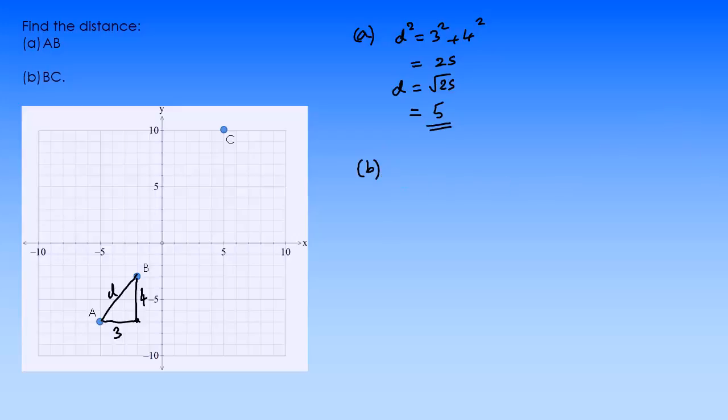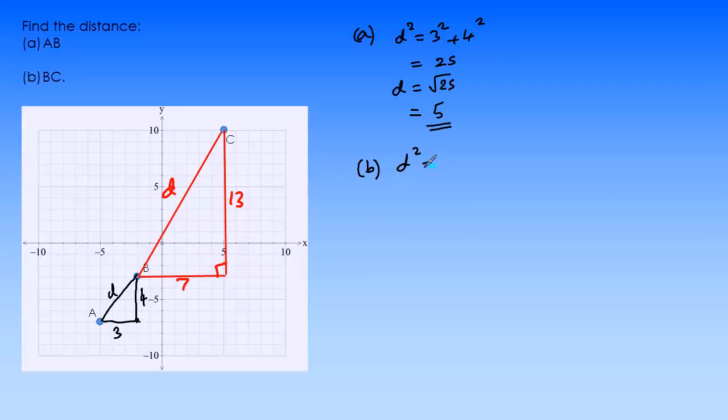Now we want BC. So this distance here. So I'm going to form a right-angled triangle like so. Now, how far across have we gone? 1, 2, and another 5, so that's 7 across. And then 1, 2, 3, and another 10. So that's 13. Let's just check that. So 10, 11, 12, 13. And let's call this D.